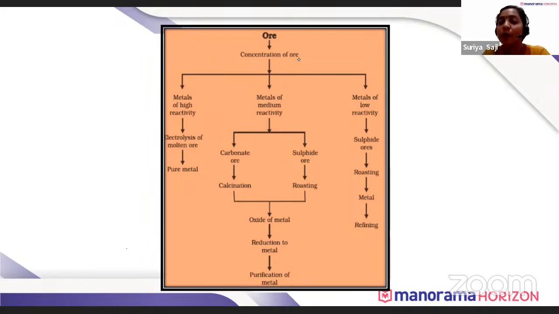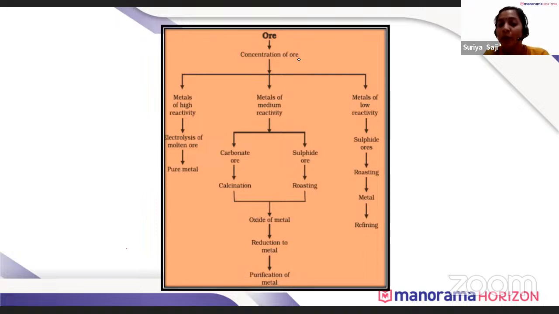In roasting, what will we do? We will heat. Here also we are heating the ore. Sulfide ores, what will we do? We will heat the sulfide ores in the presence of plenty of oxygen. If you do either process, calcination for carbonate or roasting for sulfide, we get the product, oxide of the metal.